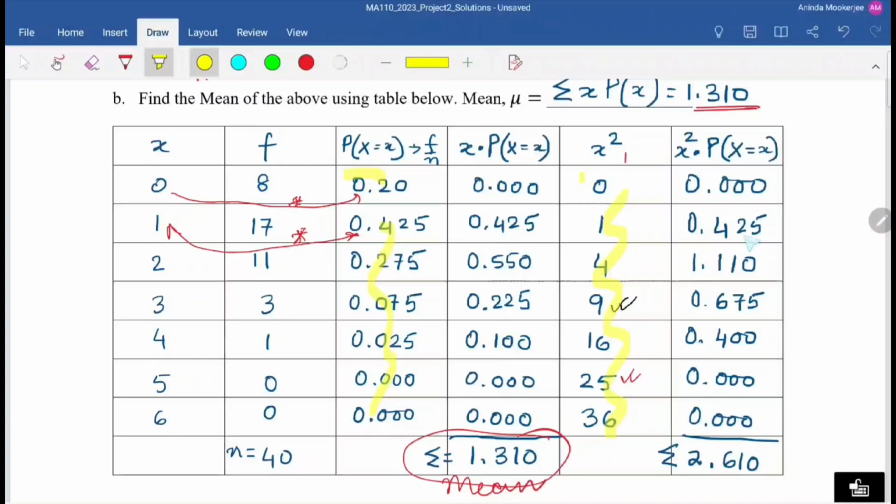0.275 times 4 is 1.110. 0.075 times 9 is 0.675. 0.025 times 16 is 0.4, and so on. All right, and the last two values are 0 because the probability values for 5 and 6 were 0. Okay, so once we have all these values, just sum them up again. So you got the first term, x squared times probability of x equals x summed up is 2.610.